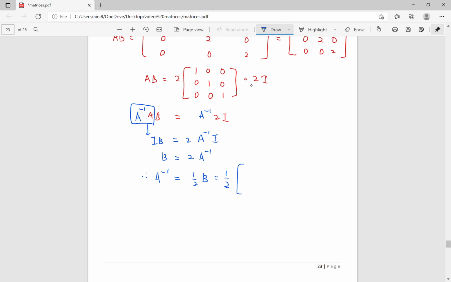So you just put the B matrix: 1, 1, negative 1, negative 10, 4, 2, 7, negative 3, negative 1. So your last answer should be 1 over 2, 1 over 2, negative 1 over 2, negative 5, 2, 1, 7 over 2, negative 3 over 2, negative 1 over 2. You also can check your last answer with the calculator.